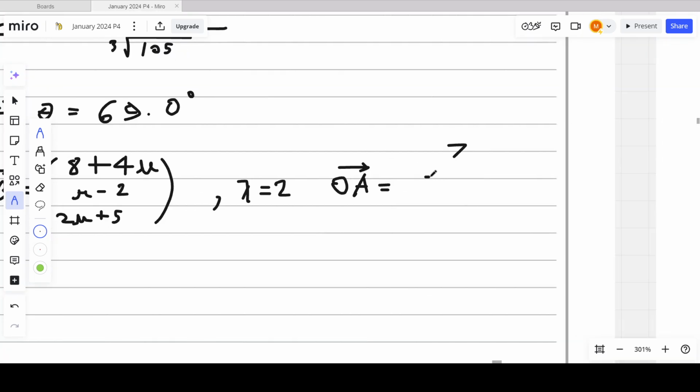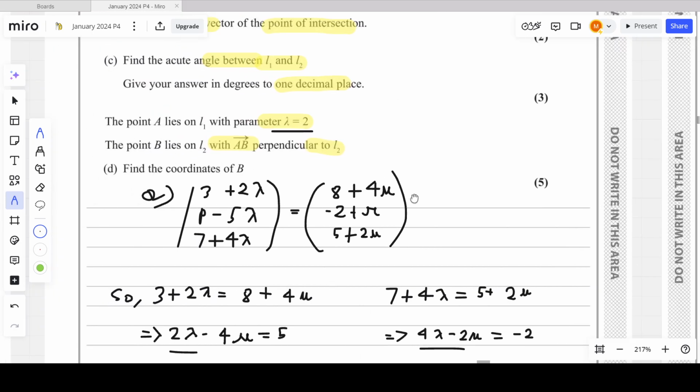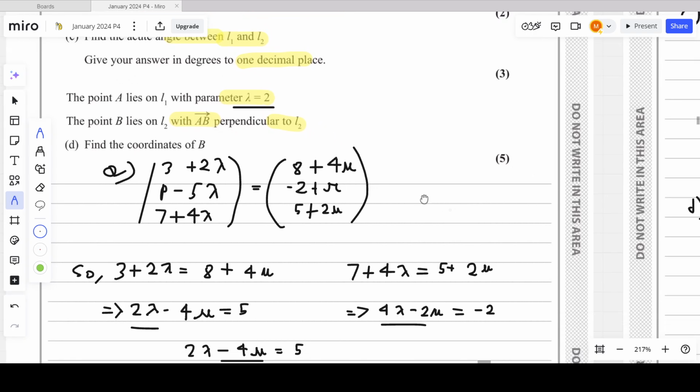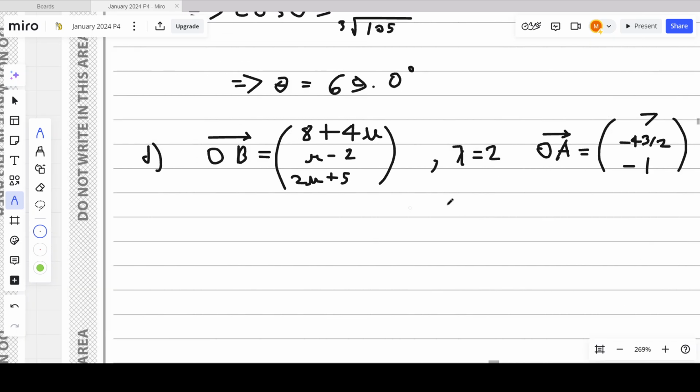Negative 43 over 2, and its k component is 7 minus 8, that is negative 1. Okay, so we got the position vector for point A. Fine. Now what we need to do?